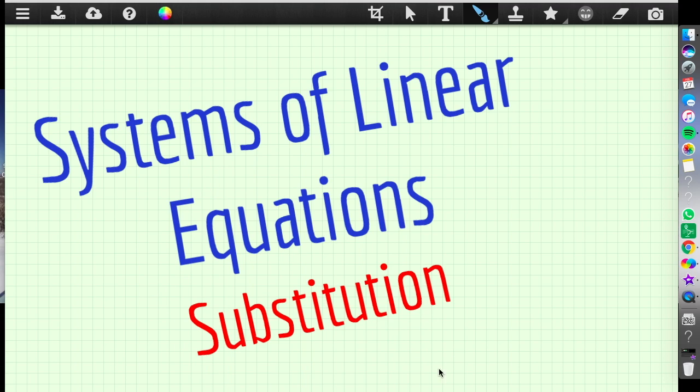Using this idea of substitution means that we're going to take the values that we know and we're going to substitute them or replace them in a second equation to make one equation that only has one variable. That way we can solve to figure out what that one variable is going to equal. So let's go ahead and get started.